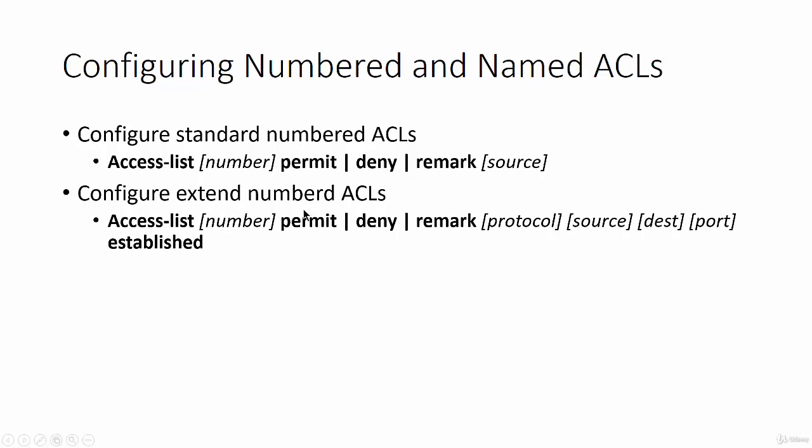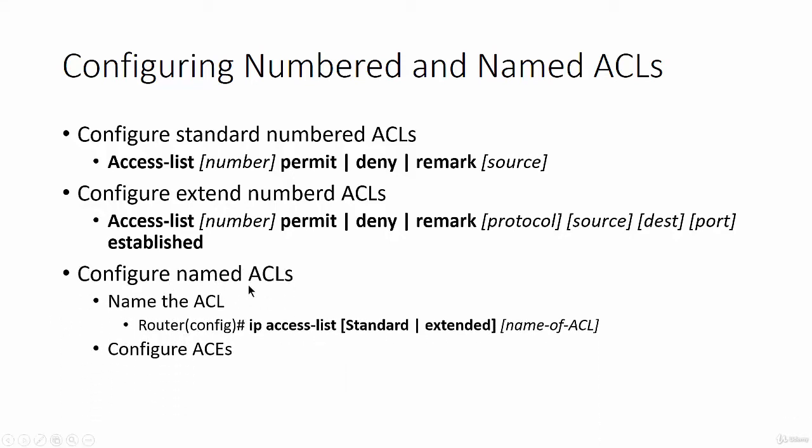To configure an extended number ACL, we use the command access-list and enter the number, and then the action, permit, deny, or remark, and then the protocol, for example TCP, UDP or IP, the source address, the destination address, the port number, and the keyword established. Established indicates an established connection for TCP only.